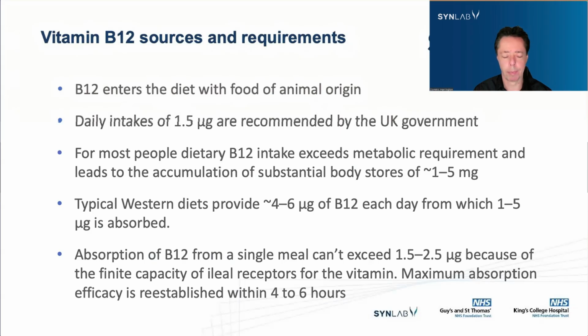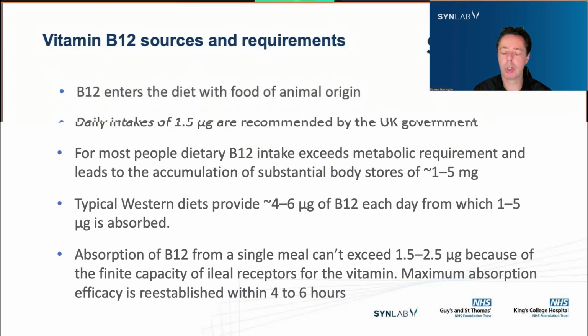Now, most Western diets contain 4 to 6 micrograms of B12. But it's important to remember, just because you're consuming food with a vitamin in it, it doesn't necessarily mean that you're able to absorb all of it. So in the case of B12, a healthy person will only be able to absorb between 1 to 5 micrograms of what you eat. People that have problems absorbing the vitamin may not absorb any at all.